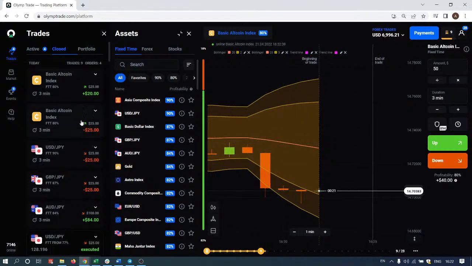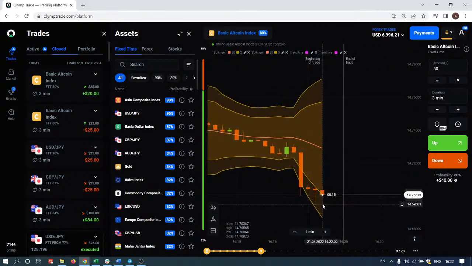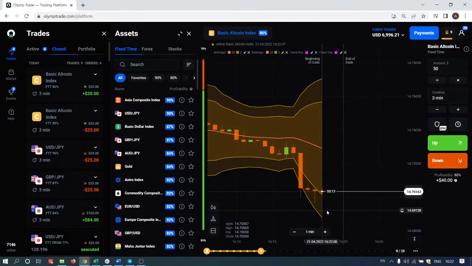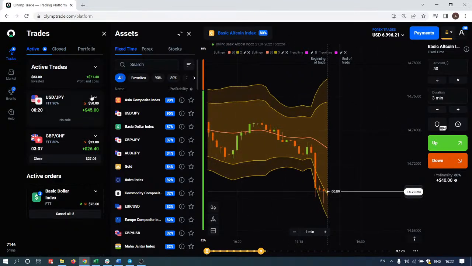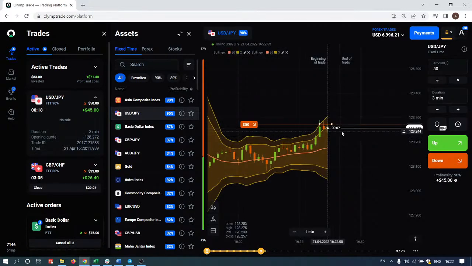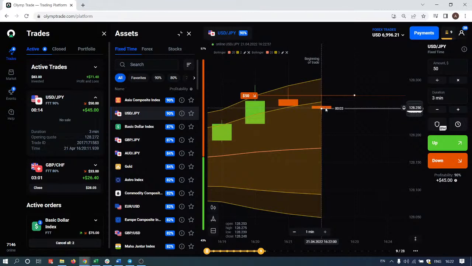Okay, so I have one win, one loss here. They kind of compensate one another. We can go ahead and try another one here. So basic altcoin index here, and let's have a look at USD JPY. I think if everything goes well, this will be a nice win.